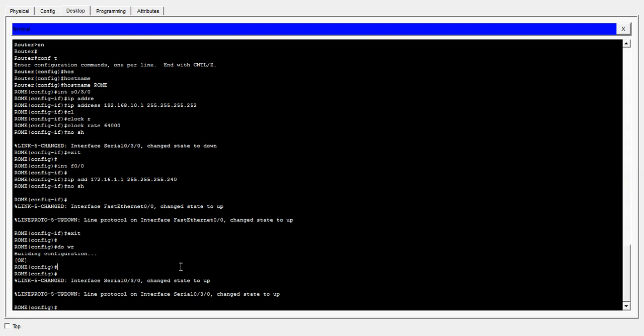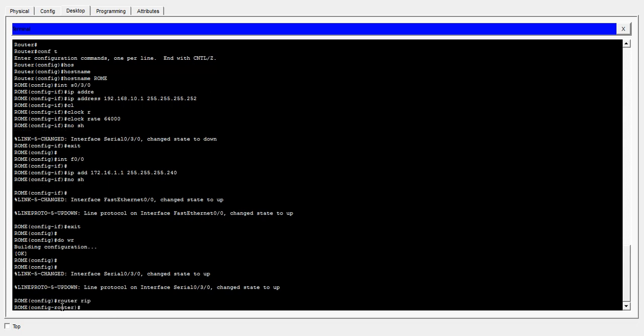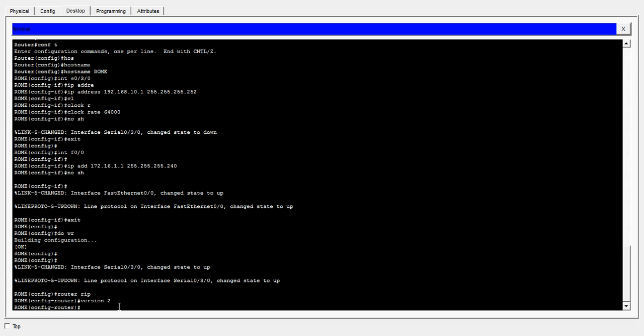All you need to do from the global configuration mode is enter the command router rip. Now, the difference in configuration between version 1 and version 2 is that if I'm configuring version 1, I don't need to enter this next command, which is version 2. I have to specify the version only when I'm configuring RIP version 2. If I'm configuring RIP version 1, I'll not type version 1. If you leave it like that, the router by default knows that you are configuring version 1. Then you proceed by typing network.